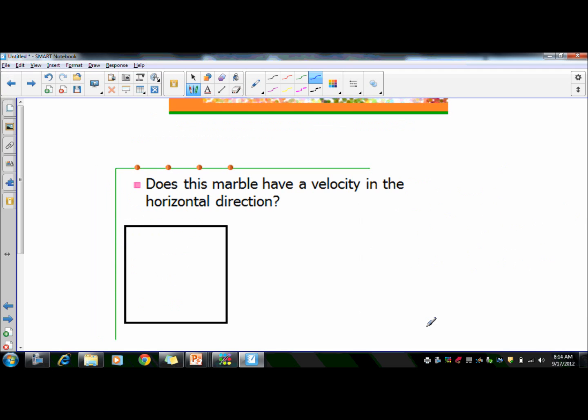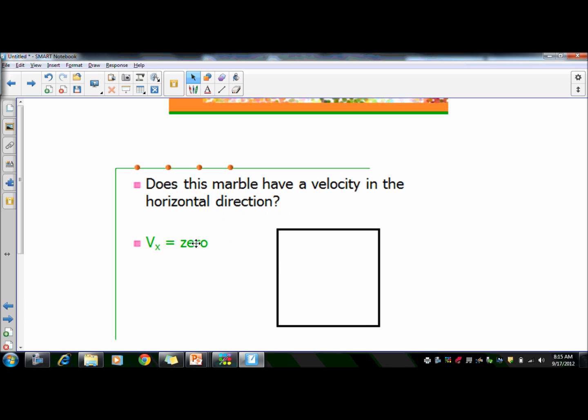So does this marble have a velocity in the horizontal direction? If it's dropped, are we doing anything horizontally? No. So the velocity in the horizontal is equal to 0. So is it going to go anywhere in the horizontal? No, it's not. It's just going up and, well, it's going down. So it's not doing anything in the horizontal.